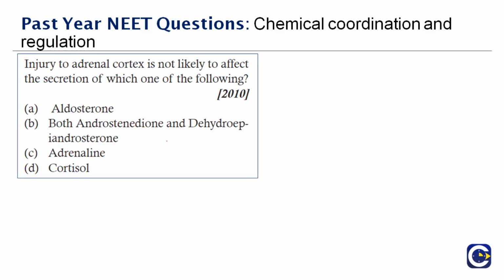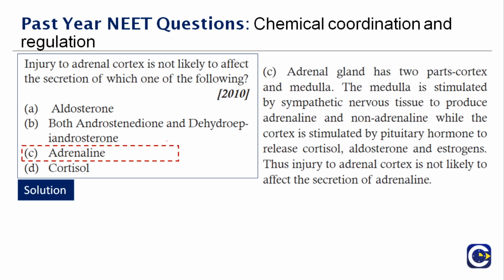Next question here. Injury to the adrenal cortex is not likely to affect the secretion of which one of the following? And this question was asked in the year 2010. The answer is adrenaline. Adrenal gland has two parts, that is cortex and medulla. The medulla is stimulated by the sympathetic nerve tissues to produce adrenaline and noradrenaline, while the cortex is stimulated by the pituitary hormone to release cortisol. Then you have aldosterone, okay, and estrogens. Thus, injury of the adrenal cortex is not likely to affect the secretion of adrenaline. Therefore, the right answer is option C.